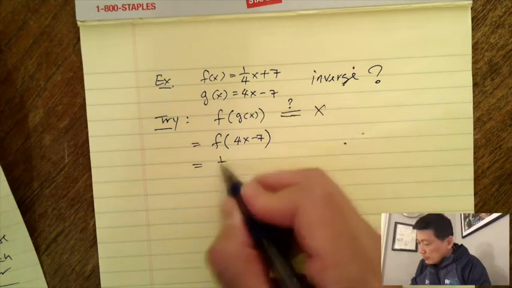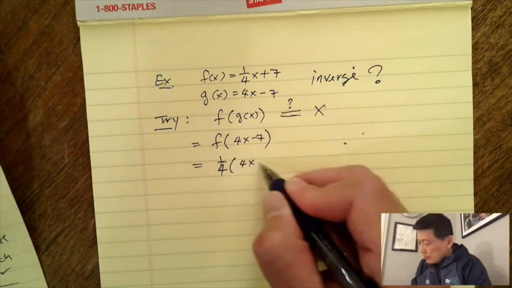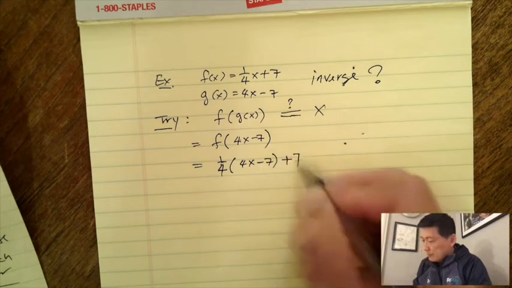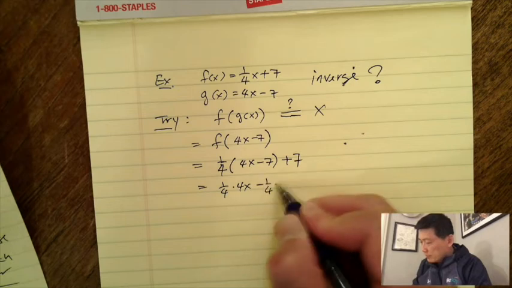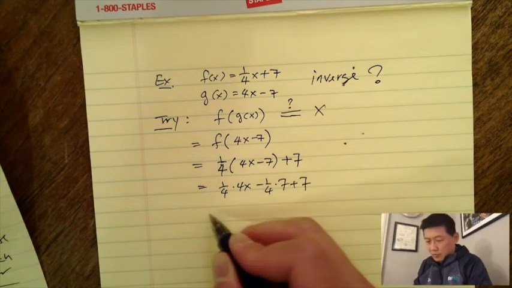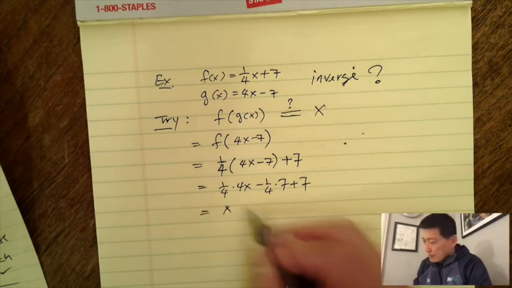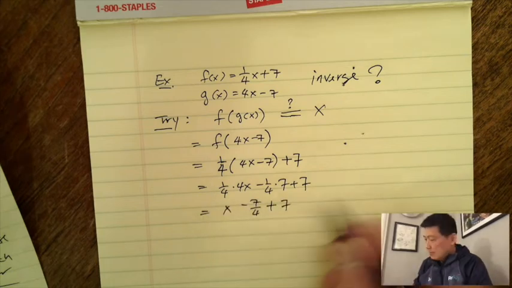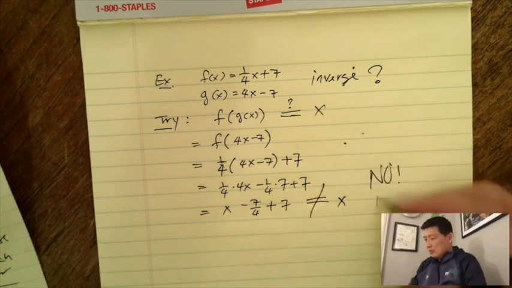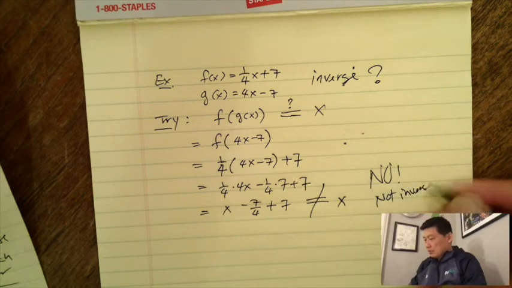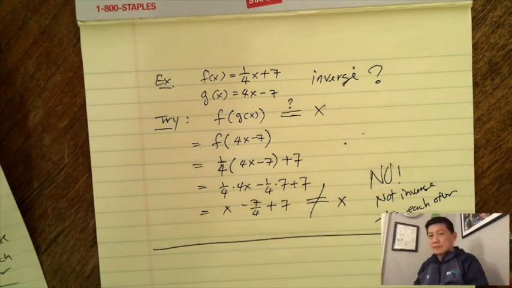So we end up with 1/4 times (4x minus 7) plus 7. We got 1/4 times 4x minus 1/4 times 7 plus 7. Guess what? This is x minus 7/4 plus 7. It does not equal x. No, not inverse to each other. Okay, you got it? Now, next one.